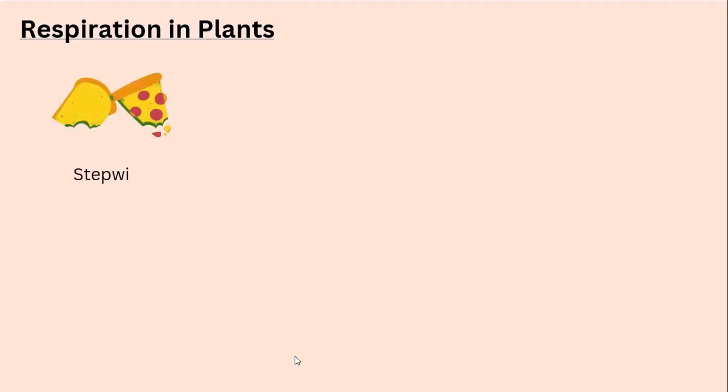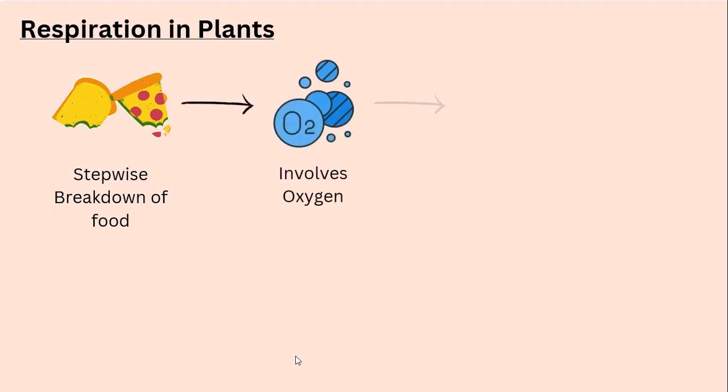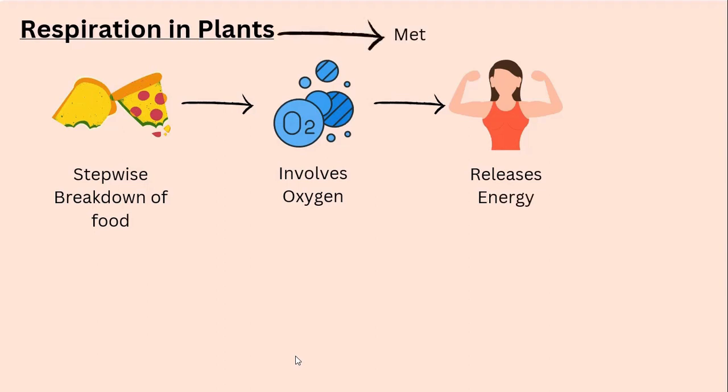In this video, we are going to learn what is respiration in plants. Respiration in plants is basically a cellular respiration in which oxidation and reduction reactions take place simultaneously. It is basically a stepwise breakdown of food which involves oxygen and releases trapped energy. At the same time, we call it a metabolic process. It is basically a catabolic reaction in which energy is released.